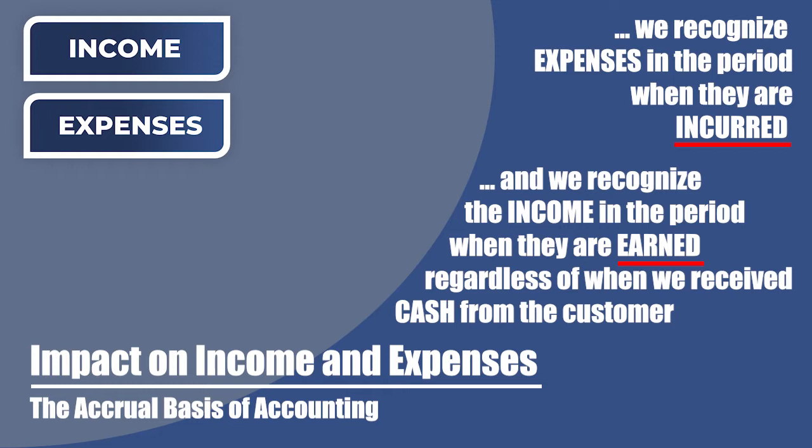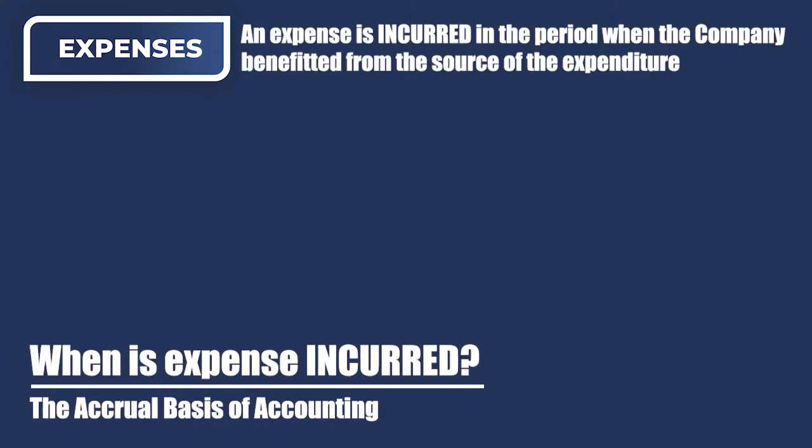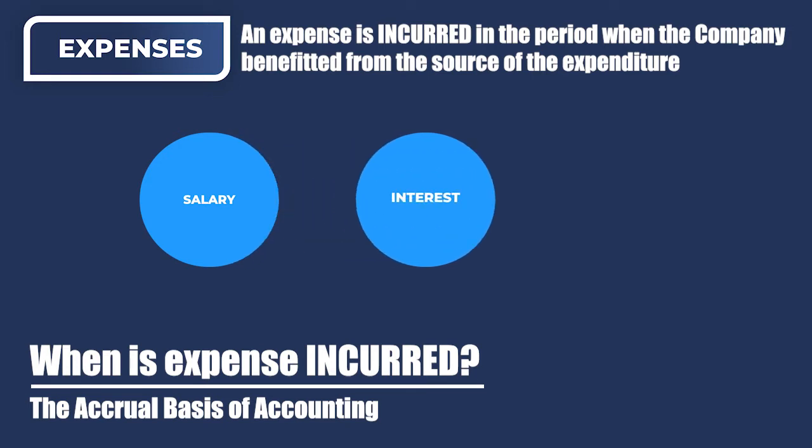But what do we mean by incurred and earned in the context of the accrual basis of accounting? An expense is incurred in the period when the company benefited from the source of the expense. For example, for salaries, you incur them in the period when the employee rendered its services regardless of whether they are paid or not. Interest on bank loan. You incur them evenly throughout the year because this payment is for the use of the money the bank lent to you, regardless of when the interest payment falls due. Insurance. You incur insurance expense on the period when you are covered by the insurance regardless of the payment terms.